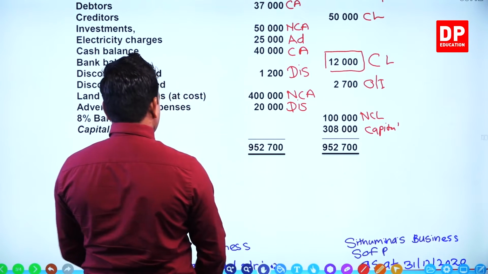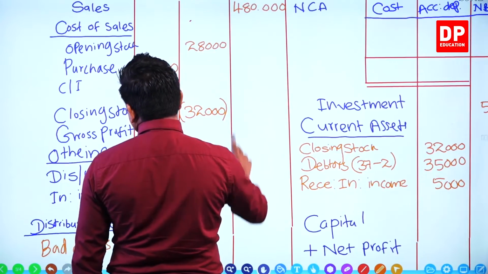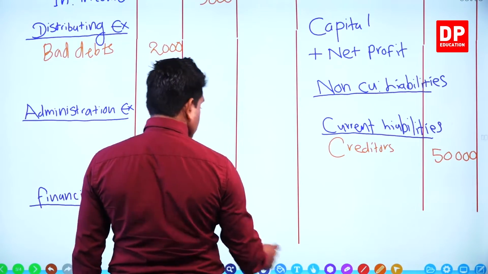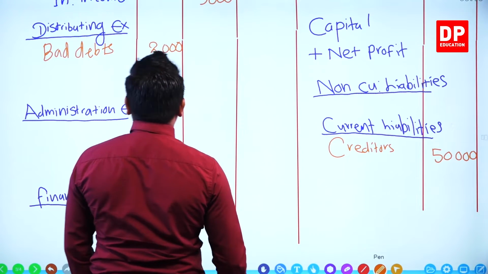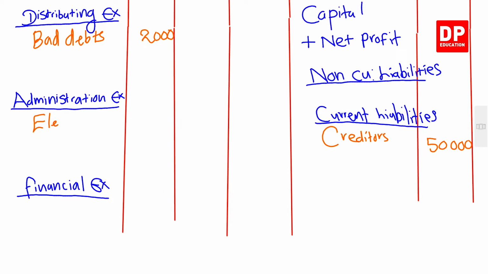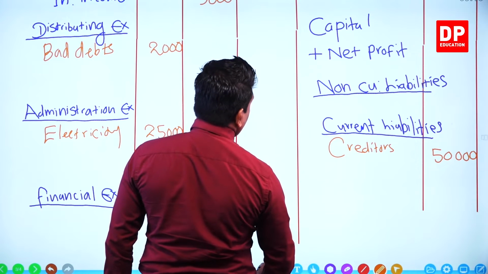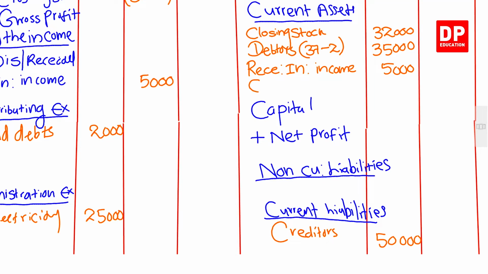Electricity 25,000. Cash balance 40,000. Yeah, next.